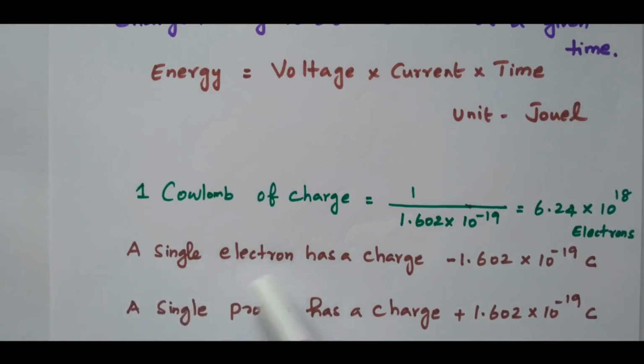Suppose a single electron has a charge, positive or negative, two kinds of charges are available. So the electron has minus 1.602 into 10 to the power minus 19 coulomb. Similarly, a single proton is positive, plus 1.602 into 10 to the power minus 19 coulomb, right? This is one single electron having the charge and one single proton having the charge. This is negative and this one will be positive. We will see some more quantities with the symbol and unit.